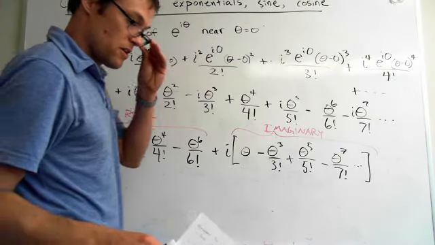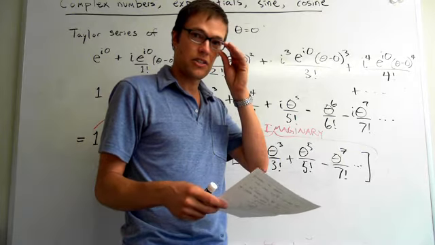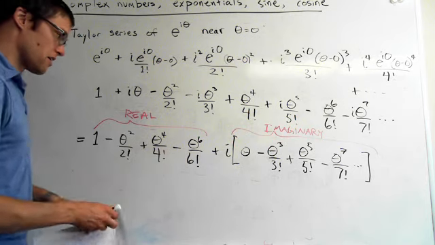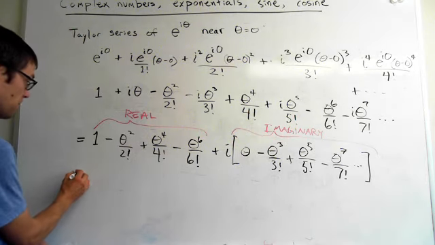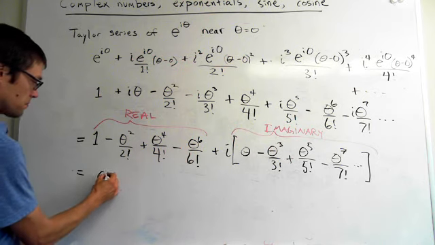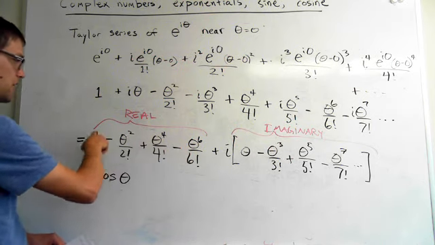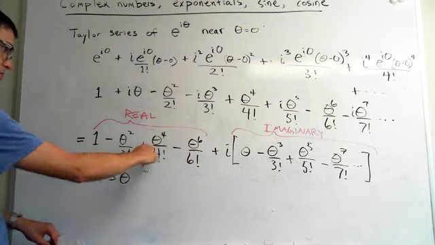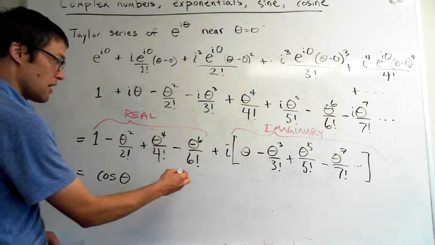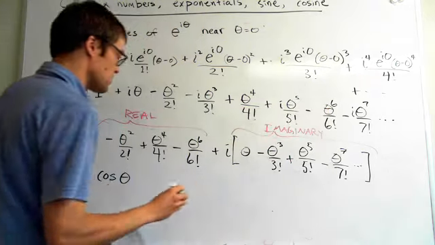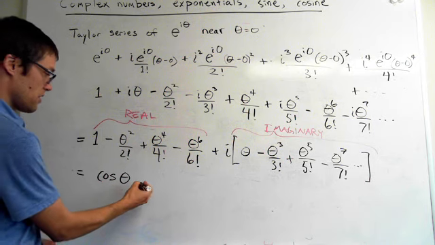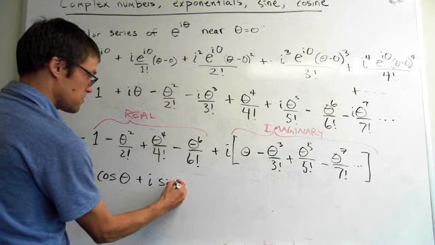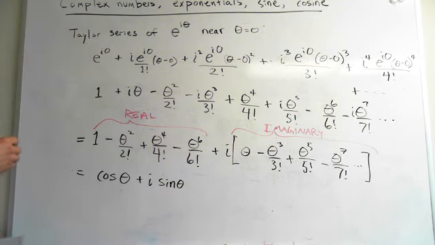And if you saw the online lecture that I gave about Taylor series, you'll recognize immediately that all the real terms here are the Taylor series of cosine theta. So all that stuff is cosine theta. There are more terms in cosine theta, but those are the first four terms. If we took all the infinite number of terms in this sum, it would be equal to cosine theta, and plus the imaginary parts are sine theta. So there you have it.